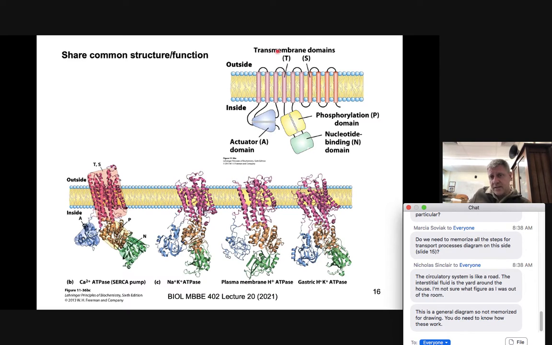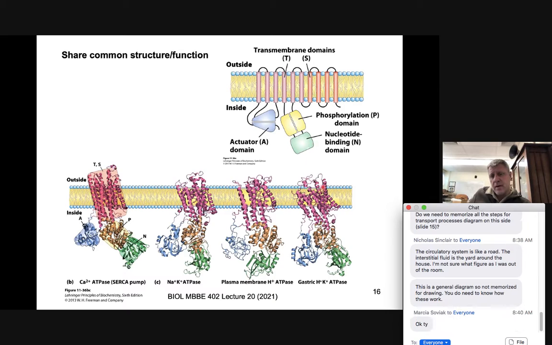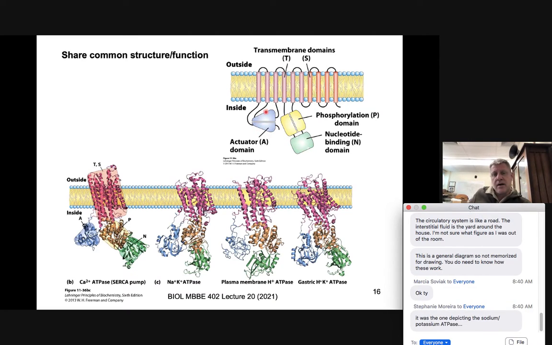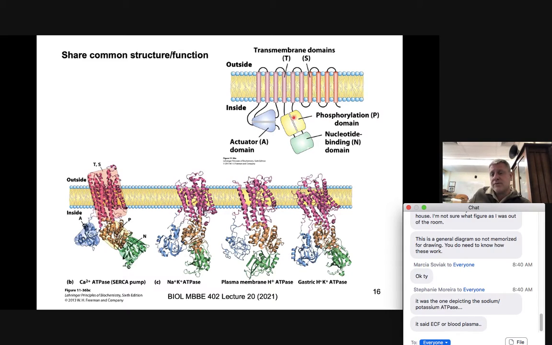But they all basically contain a number of common elements. They have a number of transmembrane domains that form alpha helices that form the actual channel component. We have an actuator domain, which basically primes the system. We have a phosphorylation domain, and importantly, this nucleotide binding domain. That's where we're going to see ATP being bound, but the phosphate group going to the phosphorylation on the P domain, or the phosphorylation domain, to cause that three-dimensional structural change.